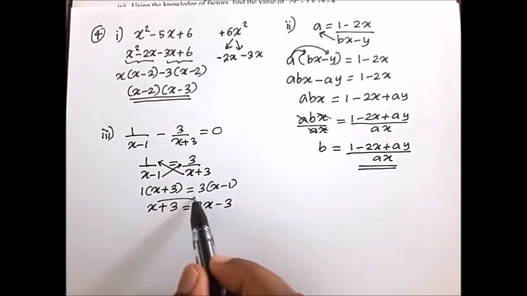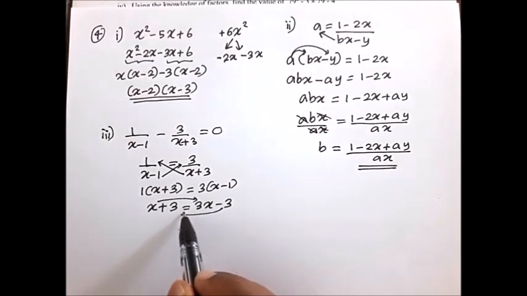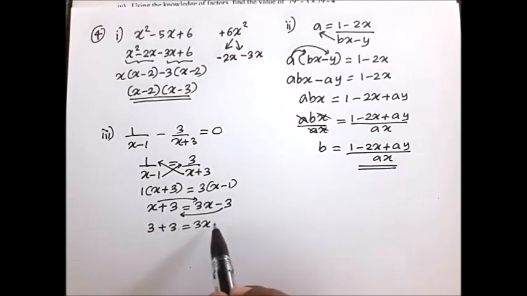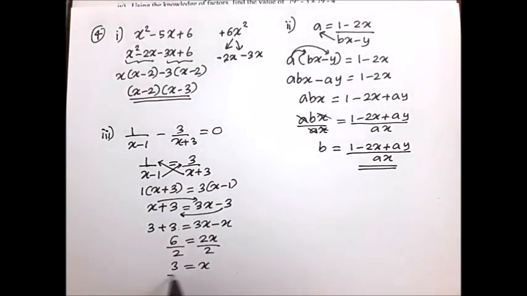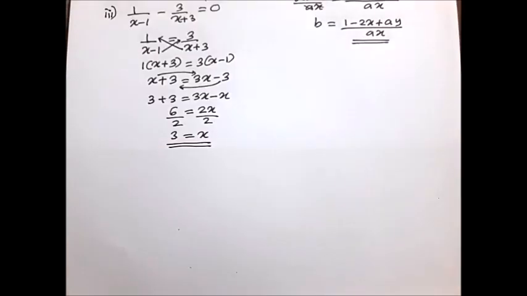Now take the x terms to the right side and the numbers to the left side. Minus 3 becomes plus 3 and here plus x becomes minus x. 6 equals 3x minus x, 2x. Divide both sides by 2. Answer is x equals 3. Fourth part.